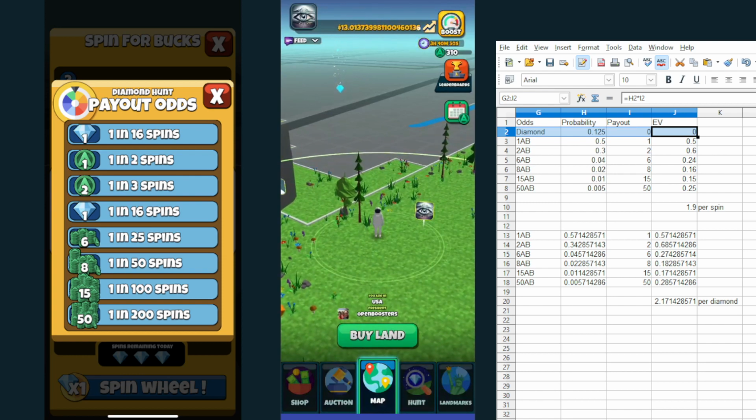Just a short video on the definitive value of each diamond based on the payout odds chart that you see over here.